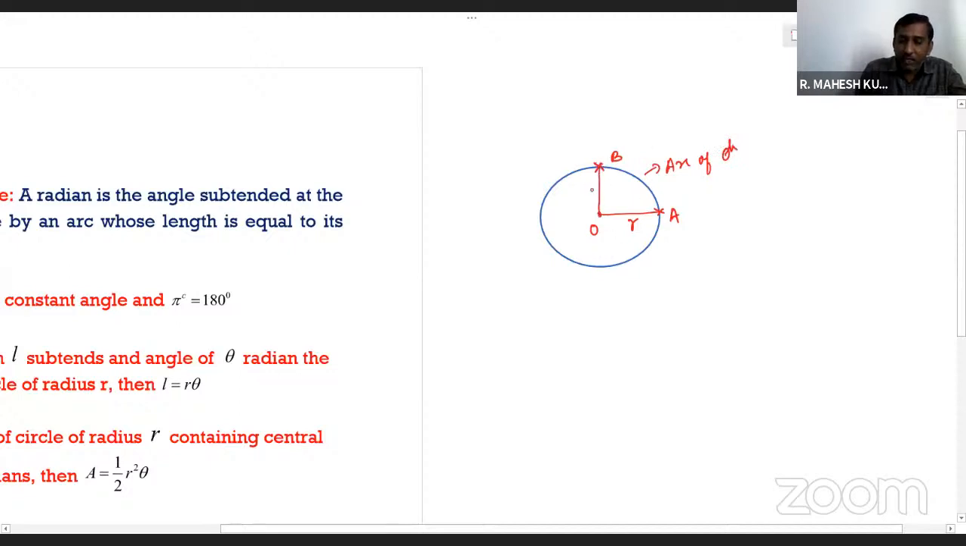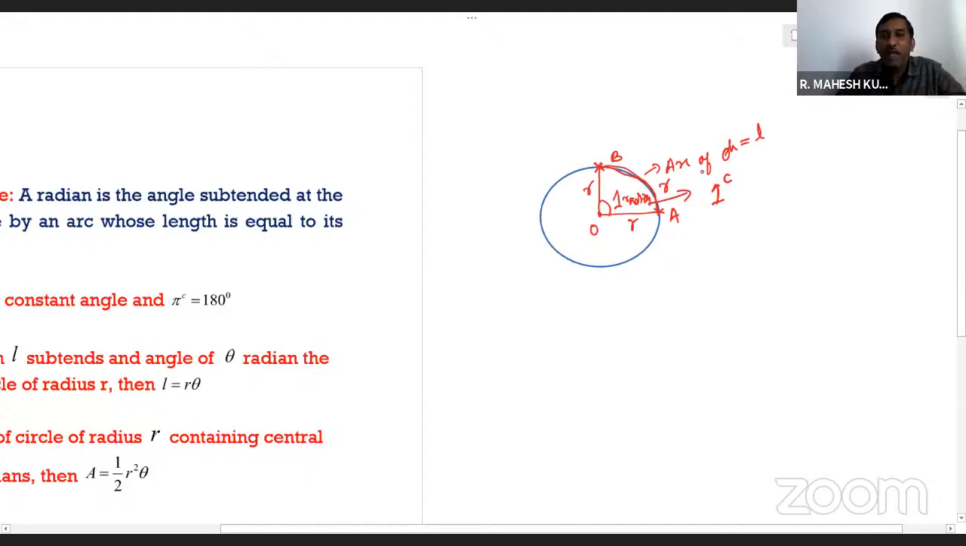So now I will join OB, that is also equal to the radius, right? So arc of circle, I am going to write this as L. Now, suppose if you look at that angle AOB, that is called as angle subtended by the arc of a circle at the center of the circle. Suppose if this length of the arc is exactly same as the radius. So if this is same as the radius, then the angle subtended by the arc of a circle at the center of a circle, this is called as 1 radian. 1 radian ಅಂತ ಹೇಳ್ತೀವಿ. This is symbolically denoted like this, 1 radian.